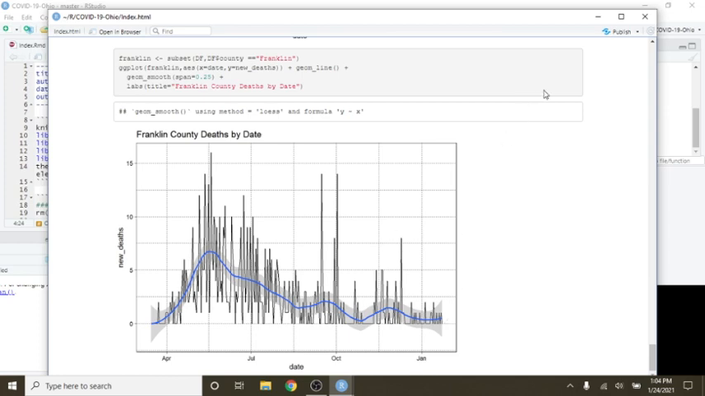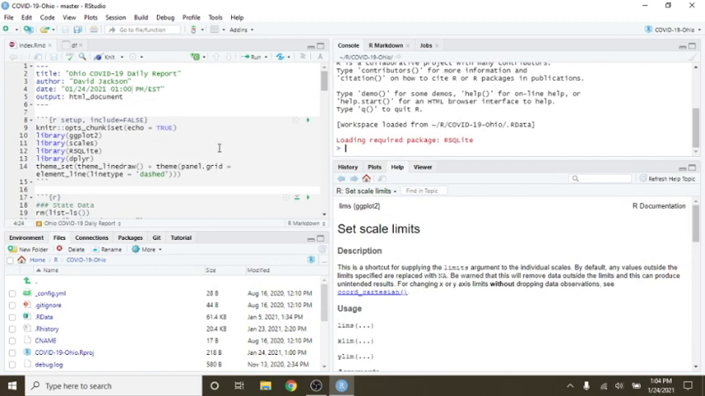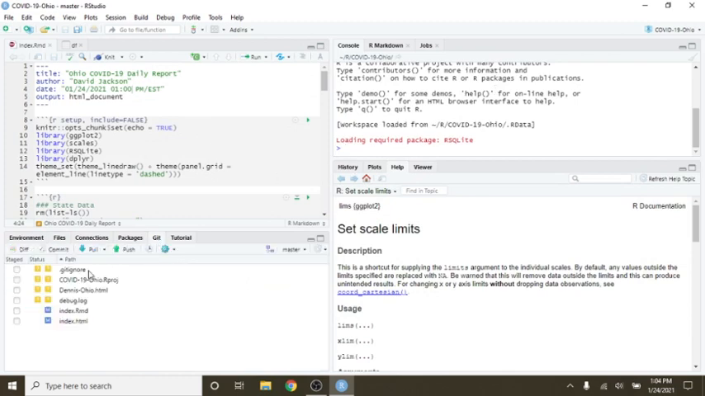Cases are declining, deaths are leveling out, mortality rate remains low, so that's all good news, okay?